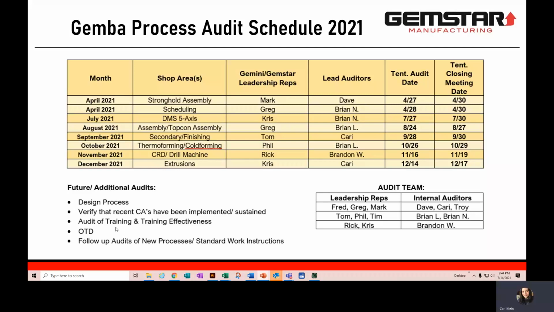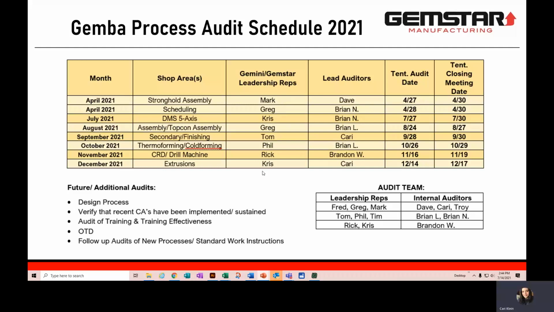It could be an audit of training or how effective our training is. Could be on a metric like on-time delivery. A key thing with what we're calling Gemba process audits is that it includes a member of top leadership.